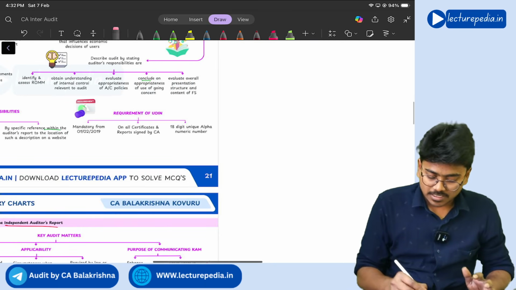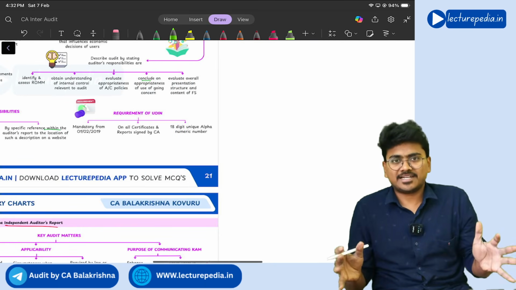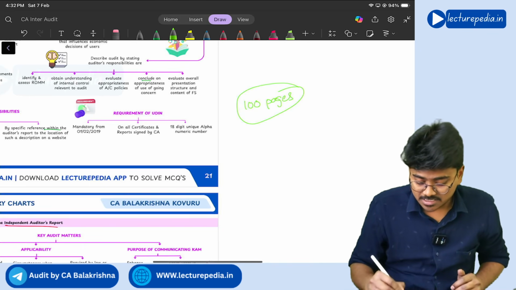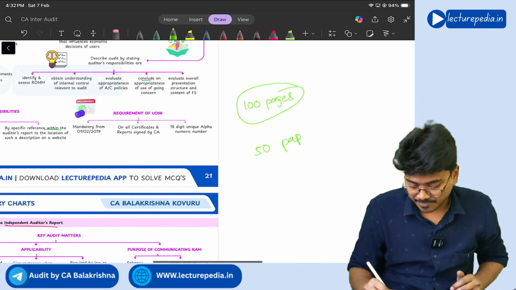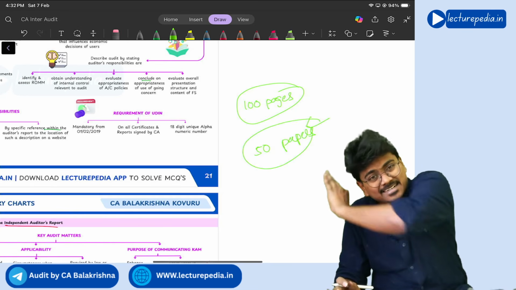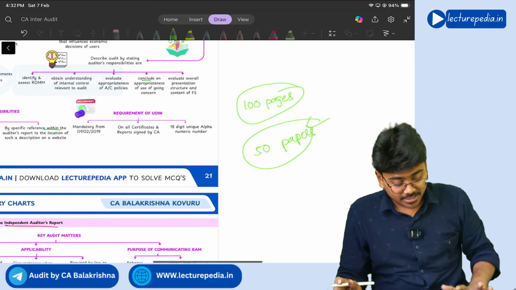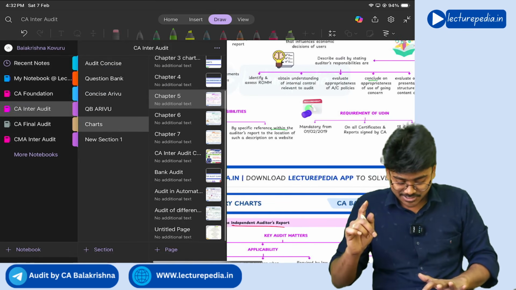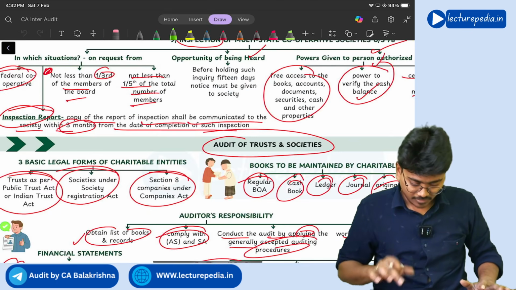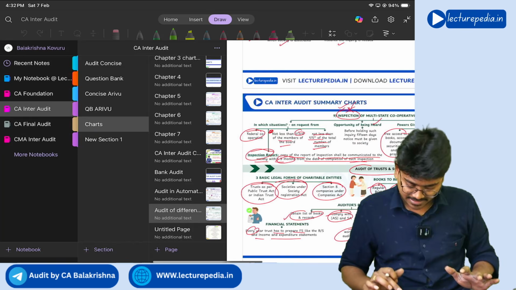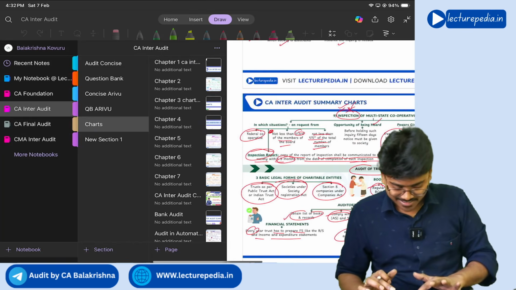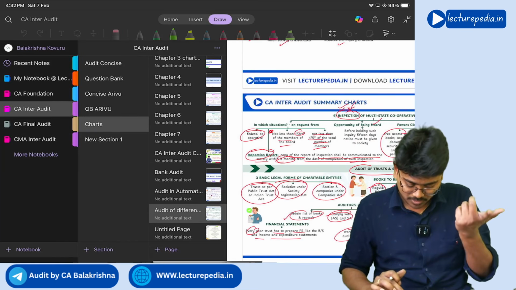And if you see the entire syllabus of CA Inter Audit, I have covered it in 100 pages. That means 50 papers. In just 50 papers, you will find the entire content of CA Inter Audit. And the dangerous chapter, which is audit of different entities, and also one more chapter you have, right? What is that? Audit of different items of financial statements.